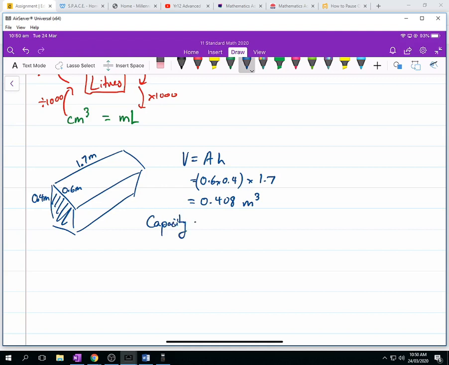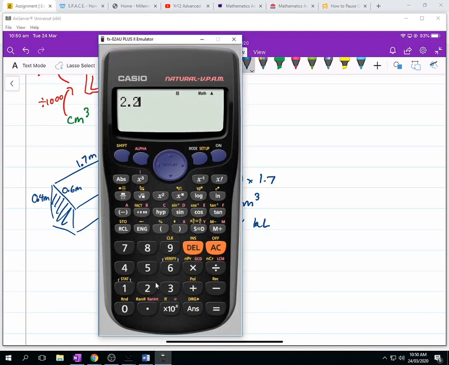is a direct conversion of this to 0.408 kiloliters instead. So Sydney Water would charge me about $2.20 times that answer, so about 89 cents to fill up that bath. That's just for the water. Of course, it costs money to heat the water as well. So it costs you over $1 to run that bath.